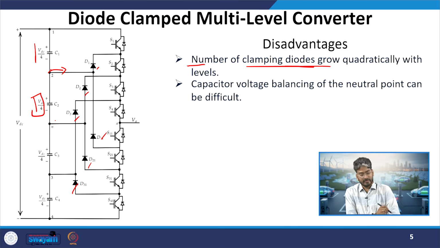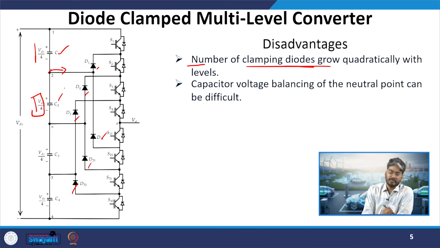When we go for the actual working of this, when we have actual loading of this converter, we will see that these capacitors will not be balanced, because we do not have any redundant combination in the circuit. What is a redundant combination? For a given output voltage level, if I have multiple combinations which can be used, then I say the circuit has redundant combinations, whereas in this case, for a particular voltage level we have a particular switching combination.